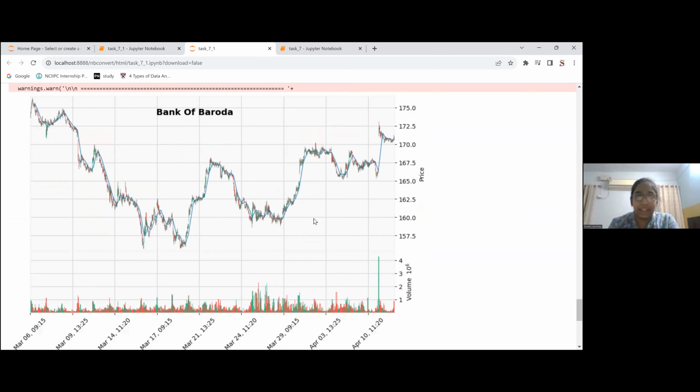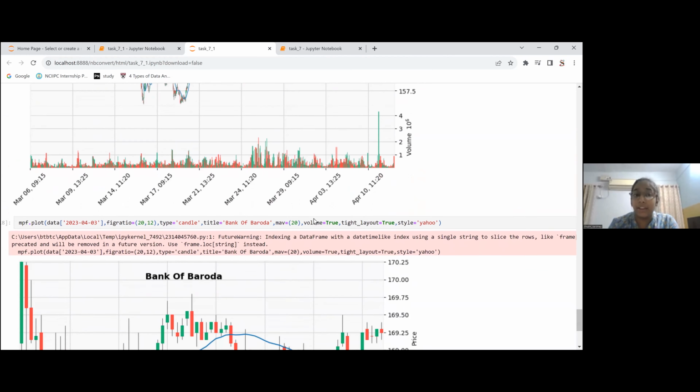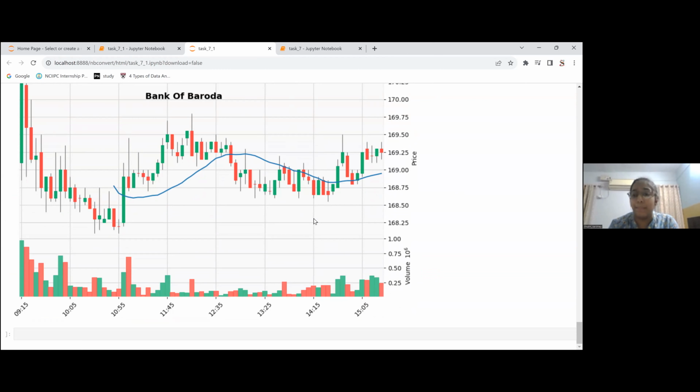But this is not the way. There must surely be some other way of coding so as to ensure that the complete data gets a candlestick plot, not just a single one. So let us jump into another way of coding, which will definitely give me insights.